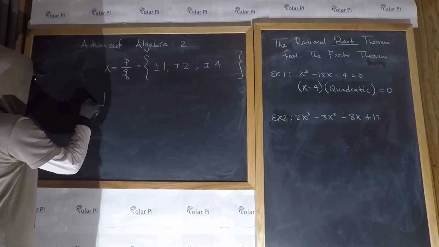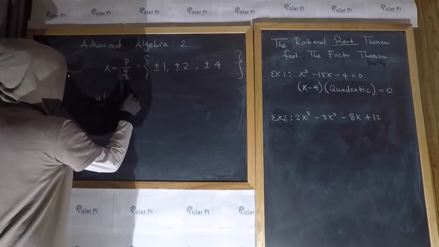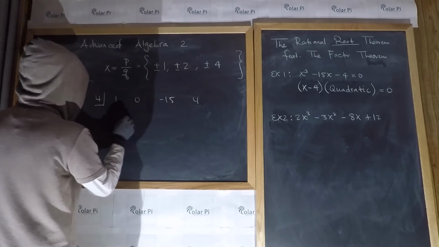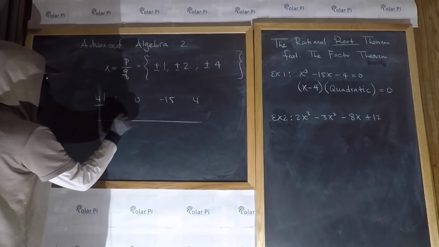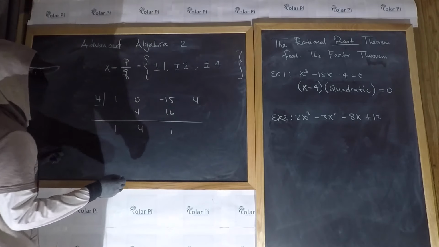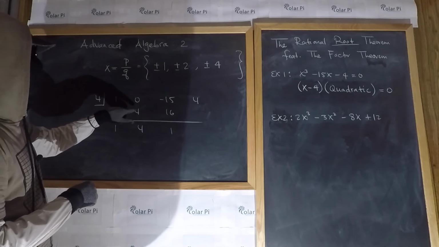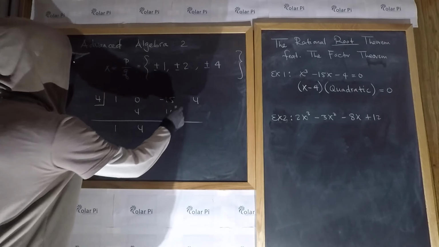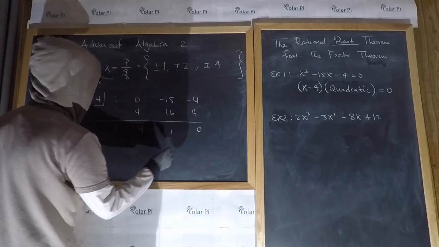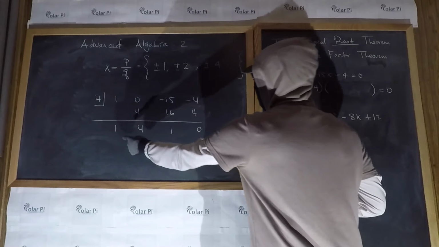And so if we do synthetic division, then we'd write a 4 here, and then 0 for the missing x squared term, minus 15 and 4. And what we'd find is 1, 4, 1, 0. Wait, sorry, 1, 0, negative 15, and this is negative 4. Yeah, that's why. Okay, and then this is 4, and then 0. So we do synthetic division and find that this quadratic's coefficients are given here.